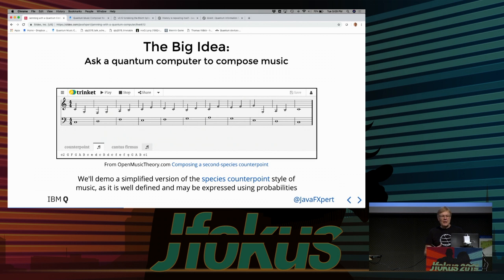And the musical style I chose was a style that was actually invented or came of age in the 1600s. And it's called Species Counterpoint. And so I want to play a little bit of just typical Species Counterpoint for you.